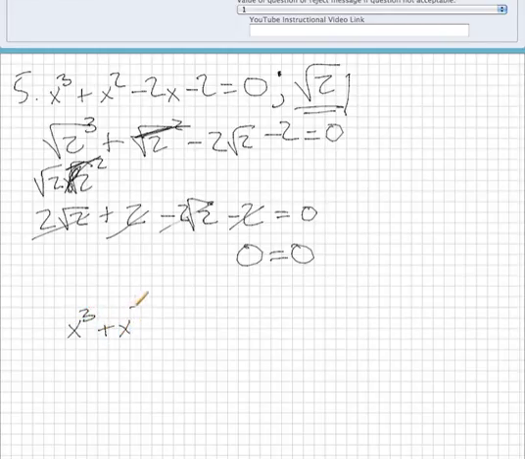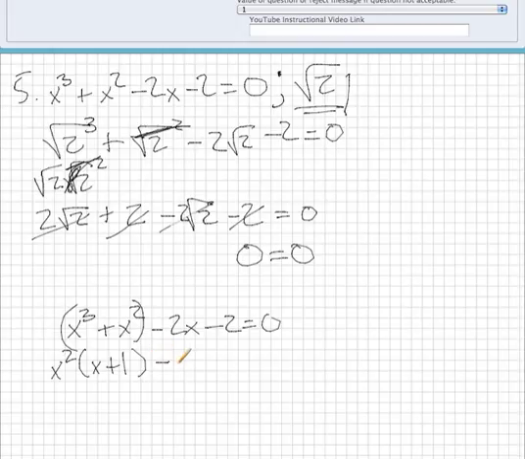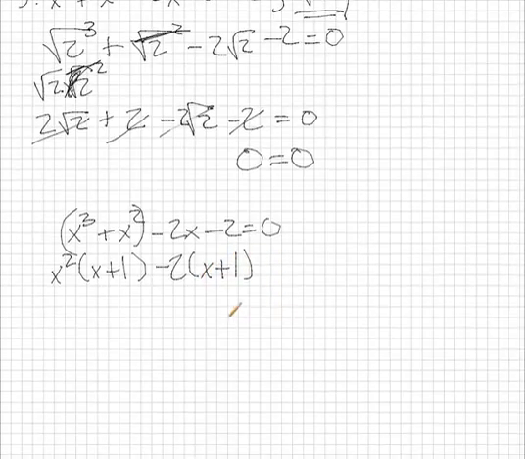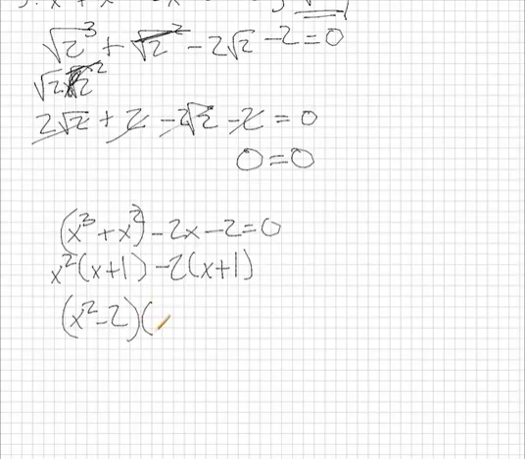To do that, we're going to factor by grouping. So we're going to factor out right here an x squared, so we get x plus 1, minus, and we're going to factor out here a negative 2, so we get x plus 1. So what we see here is 2x minus 2, or x squared minus 2, times x plus 1, if we factor out the x plus 1. That is equal to 0.